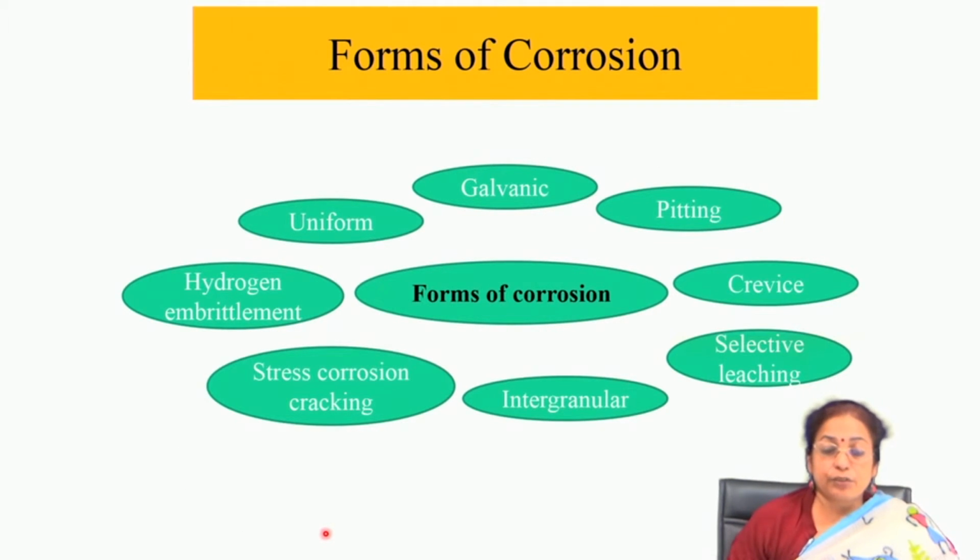Now, let us quickly go through the different types of corrosion. It is very important to know in which mode corrosion occurs, because depending on the mode in which the corrosion occurs, different preventive measures need to be taken. There are 8 different standard ways in which corrosion occurs. They are uniform or environmental or general corrosion, then galvanic corrosion, pitting corrosion, crevice corrosion, selective leaching, intergranular corrosion, stress corrosion cracking, and hydrogen embrittlement.